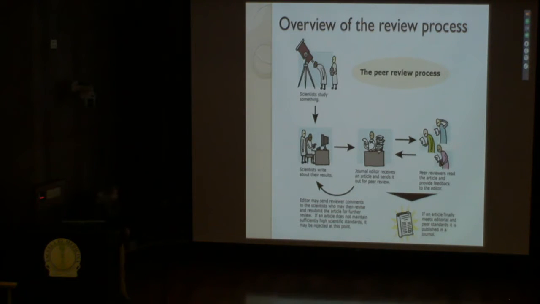So this is a very simplified drawing of what happens in the peer review process. Scientists study something. Scientists write something up. They send their whole submission package to the editor. The editor decides, hey, this is worth sending out to peer review, and it goes to peer review. The peer reviewer sends it back. The editor sends it back to you. You fix whatever they're saying you need to fix. You send it back to the editor. It goes back to peer review. And if they deem it acceptable, it then gets published.